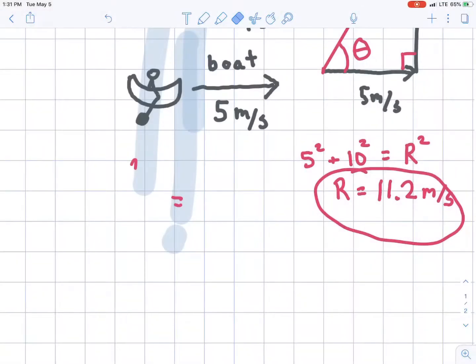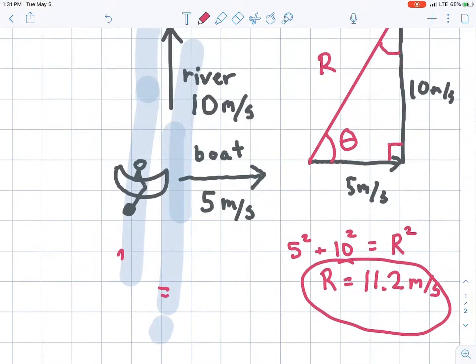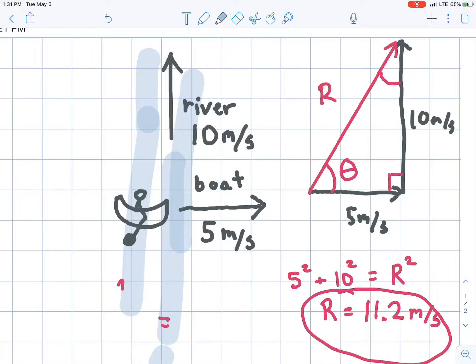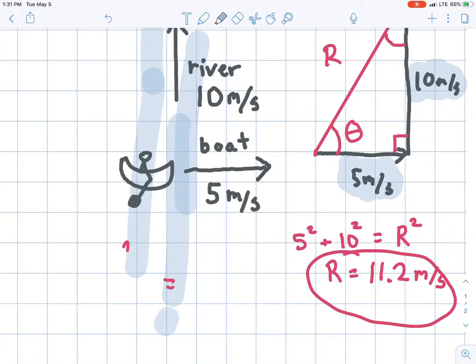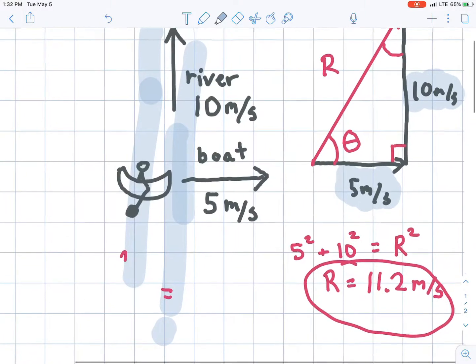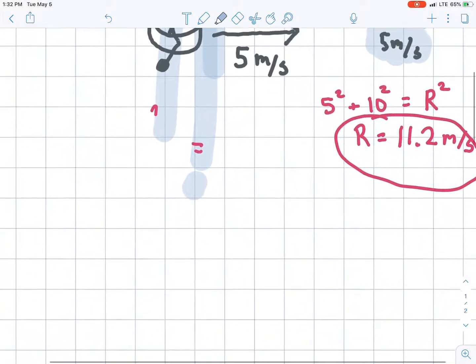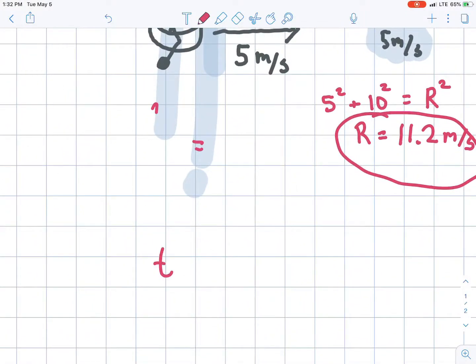But okay, we also have to find that angle. So let's see what we have for that angle. Well, we have 10. 10 would be the opposite side. And then we have a 5, which would be an adjacent side. So opposite over adjacent, that's tangent, right? So we're going to have to use our tangent. Now we're trying to find the angle. So what we're going to have to do is use the inverse tangent of 10 divided by 5.